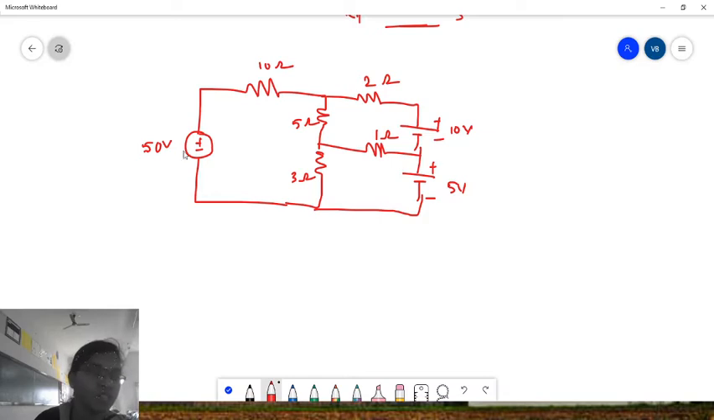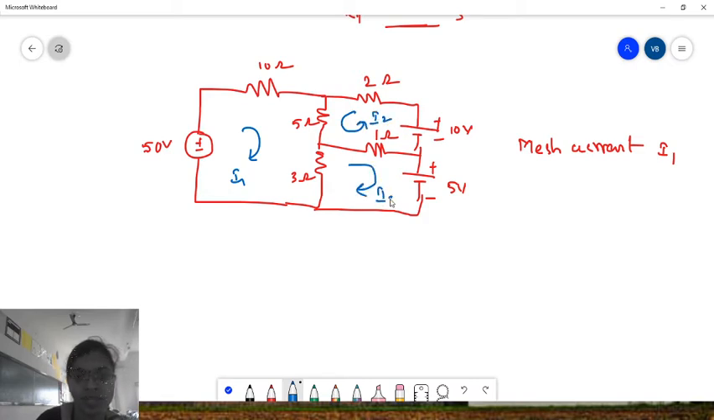So determine the mesh current I1 in the circuit. We need to calculate the mesh current I1. The currents are marked here: this is I1, this is I2 in this direction, and here I3 is in this direction. For the mesh current we are going to apply KVL, but we don't know the other currents, I2 and I3, either. So by seeing this network, how many loops are there?